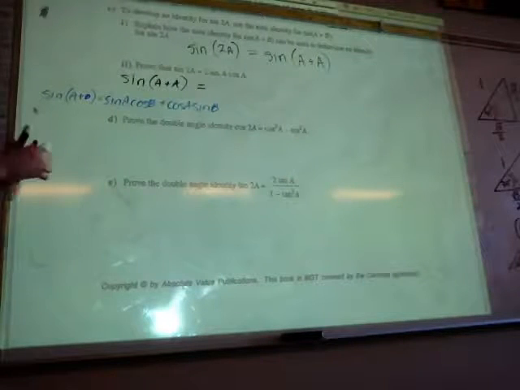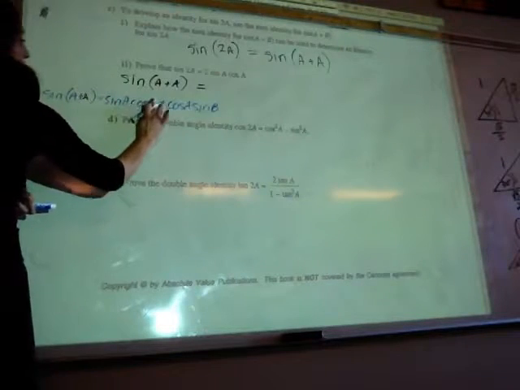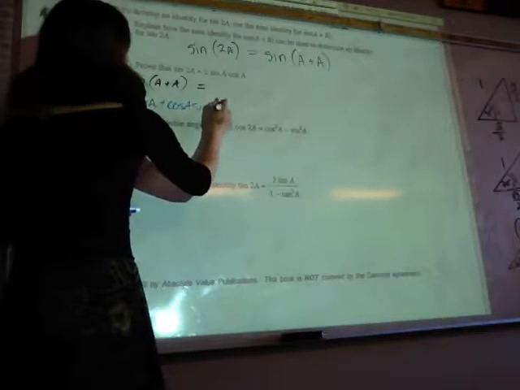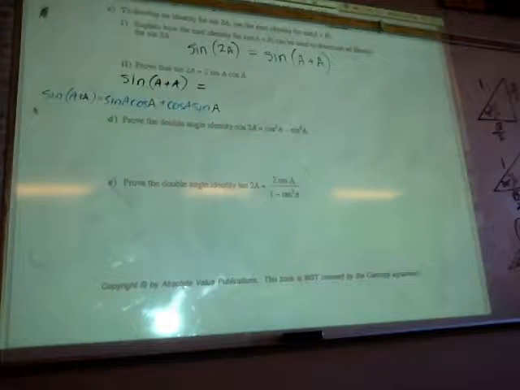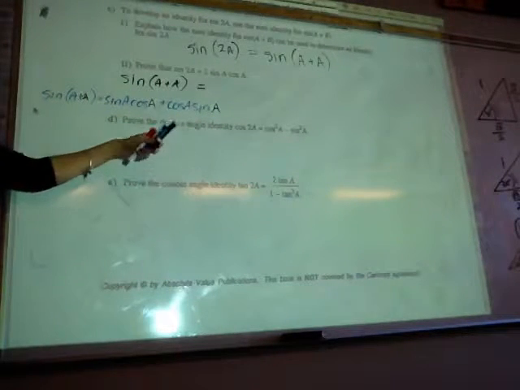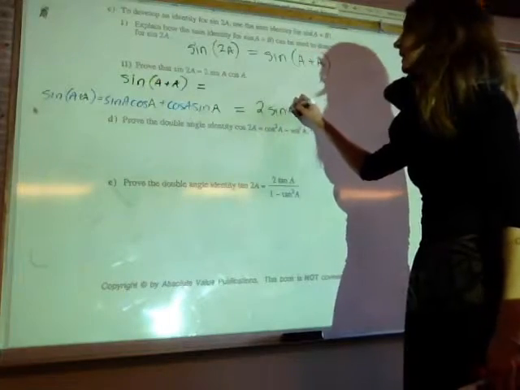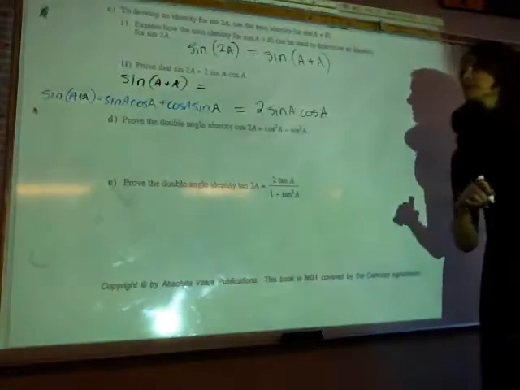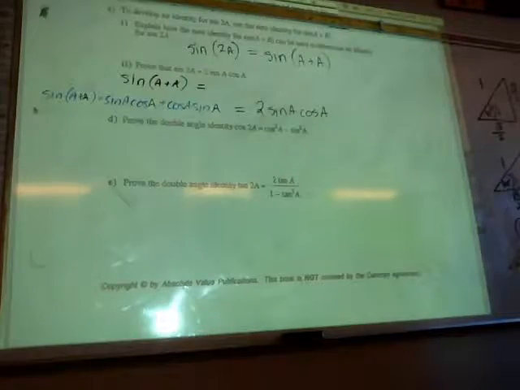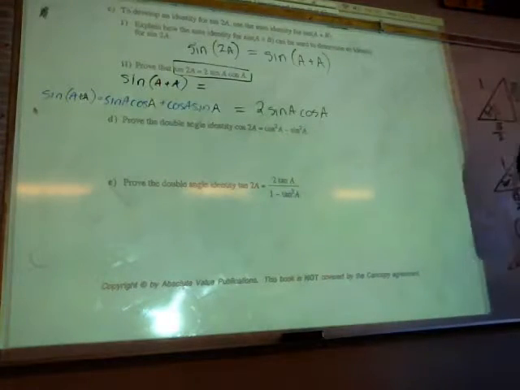So what's the difference? What are the b's now? A's. They're just a's. So we're just going to switch these with a's. Okay, do these look the same to you? Okay, let's pretend these are pencils. We have one pencil, two pencils. So in result, we have 2 sine A, cosine A, 2 pencils. So we've proven that sine 2A is equal to 2 sine A times cosine A.